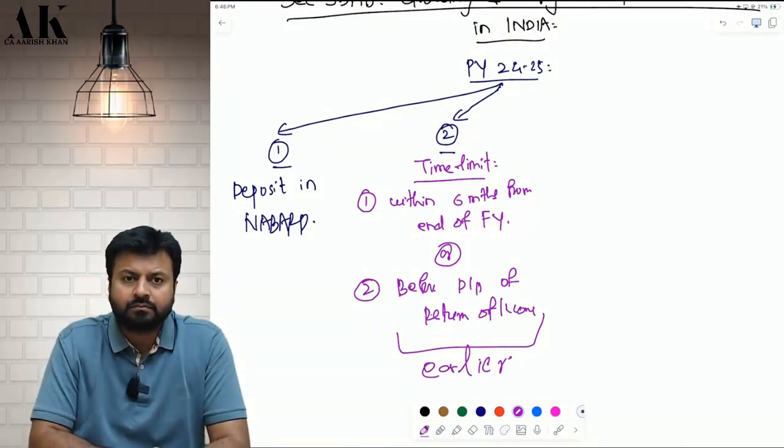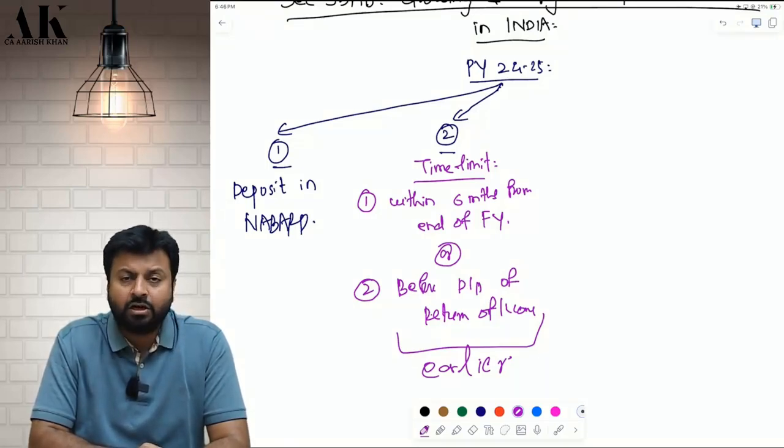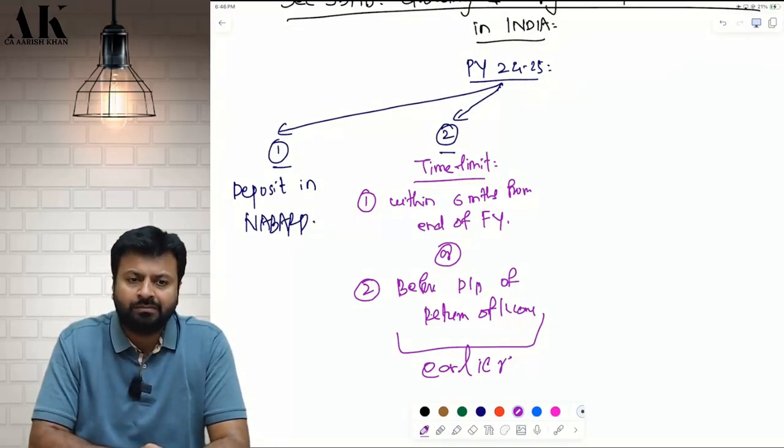Whichever is what? Earlier. So the first condition is what? You have to deposit in NABARD. Second condition, you have to deposit within the time mentioned by the law. You have to deposit within 6 months from the end of the financial year, or if the due date is coming before that, then the due date of filing of return, whichever is earlier. The third condition.